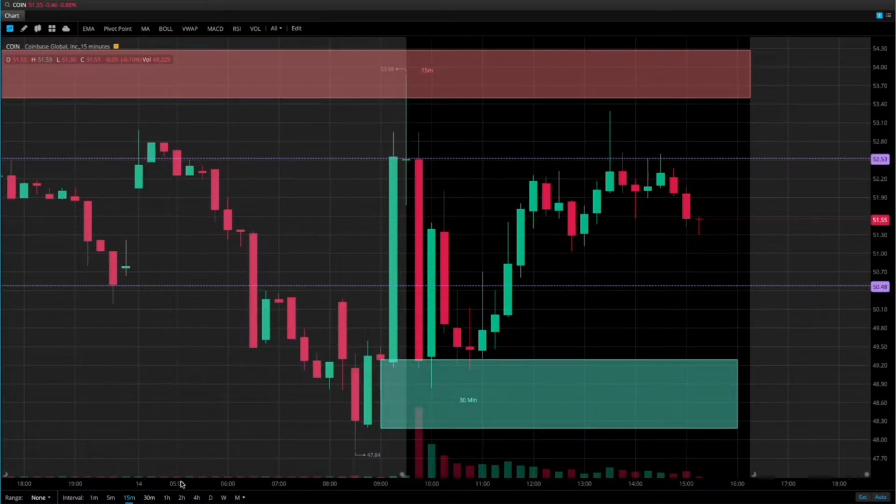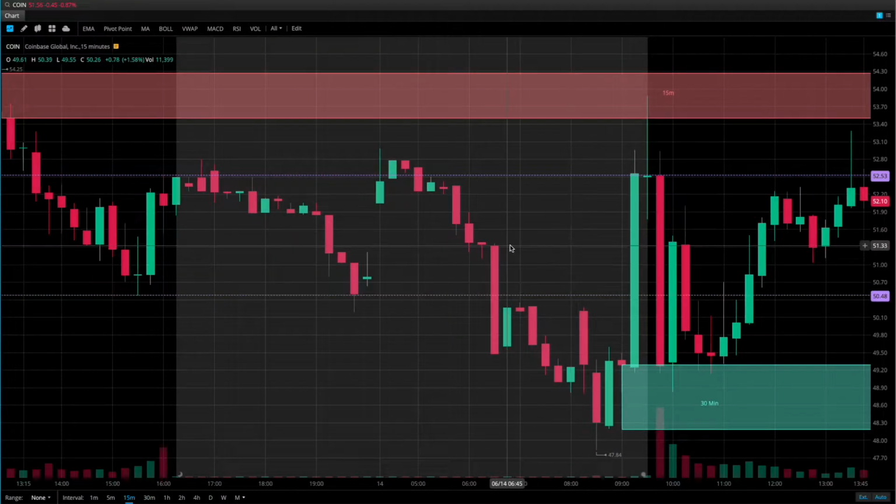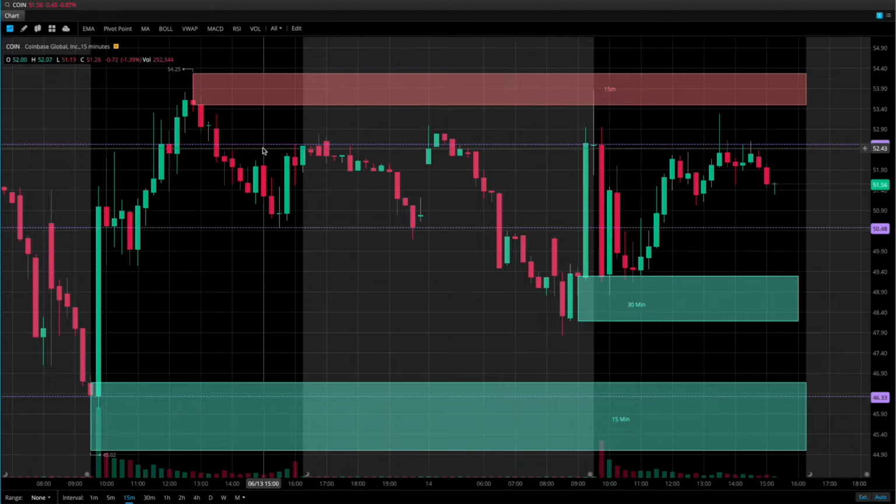So yesterday I had mapped a 15-minute supply zone right up here. As you can see, the day before, price came up here, based, and then a massive push down. So I have the supply zone from 53.50 all the way up to 54.25 on the 15-minute chart.